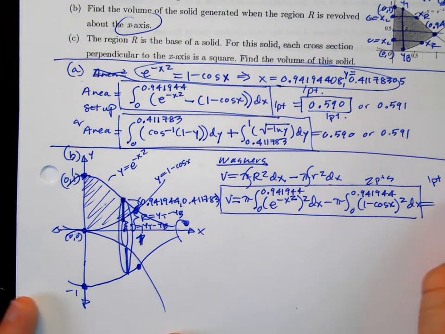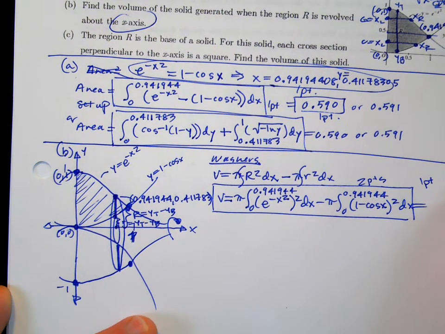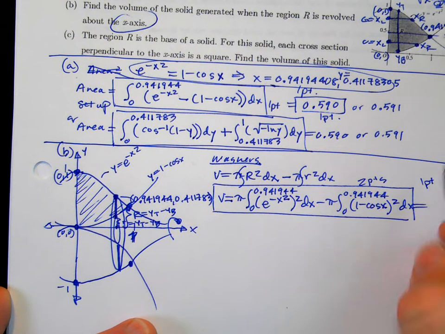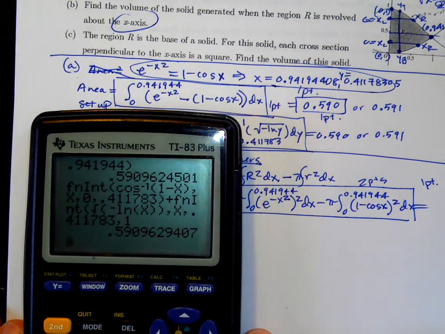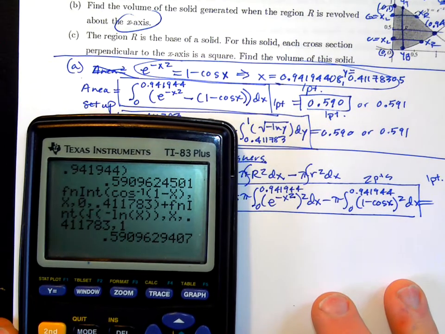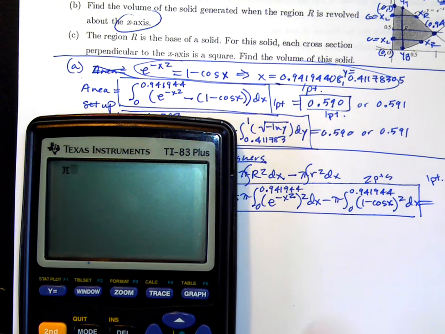Now, could you integrate these by hand? No. You can't do that one. You could do this one. You're going to plug those ugly decimals in? No. Use your calculator. So we're going to do pi. I just put everything in there.